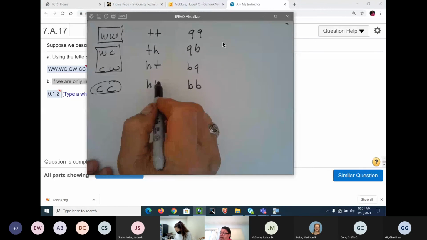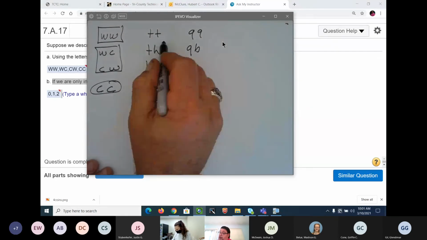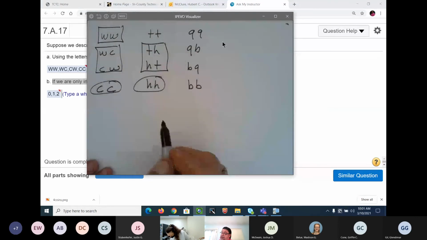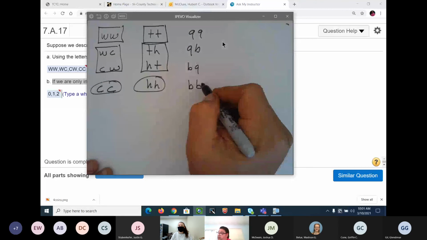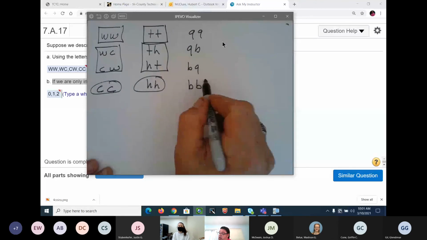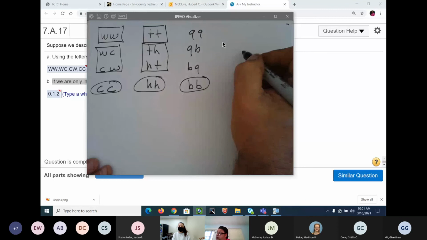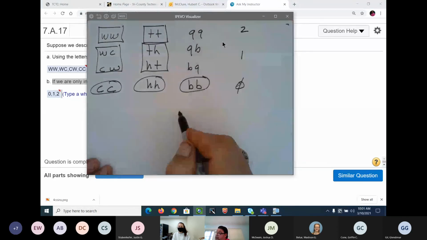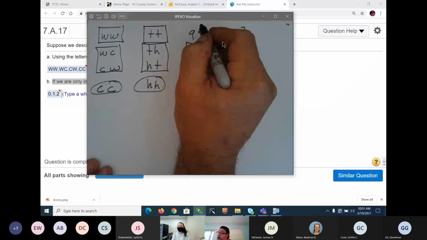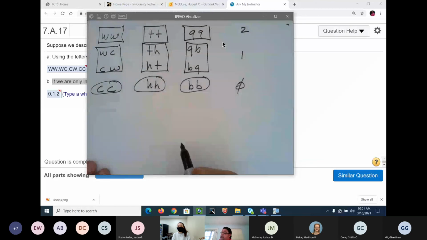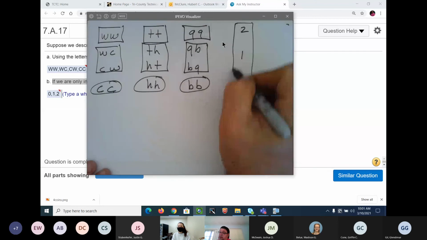Here, we've got 0 tails, 1 tail, or 2 tails. Here we've got 1 or 0. I'm going to put 0 down here. 1 and 2. 1 girl or 2 girls. So that's where this answer comes from right here. Okay.